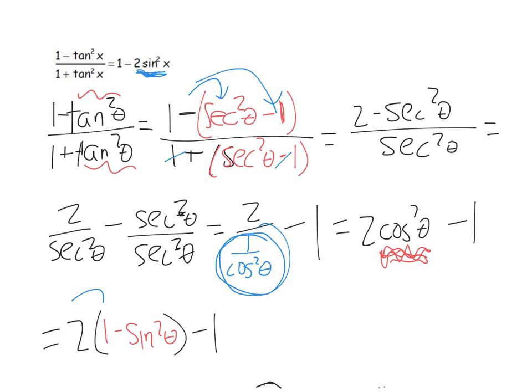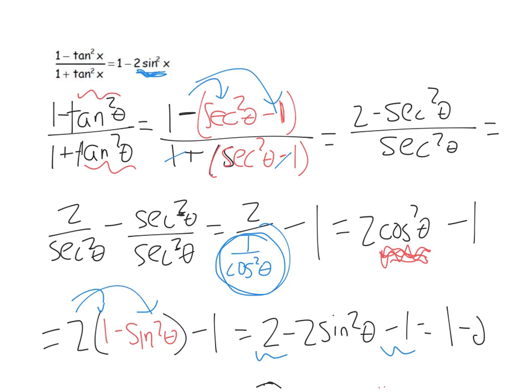When I distribute, that's just algebra, I'll get a 2 minus 2 sine squared theta, and then I'll still have that minus 1 at the end. And the nice thing about this is that 2 minus 1 is a positive 1, so I get 1 minus 2 sine squared theta. Okay, and that's exactly what I wanted on the right side.